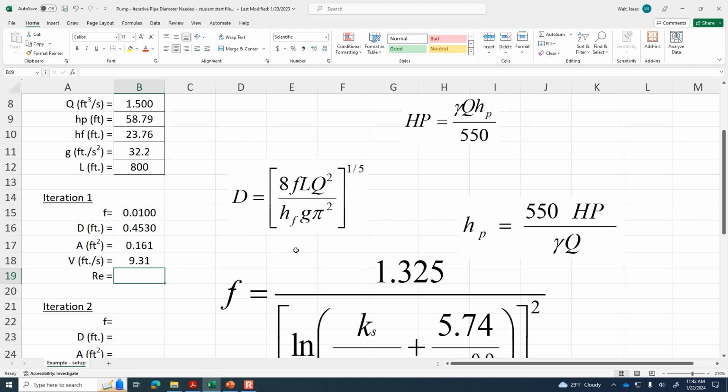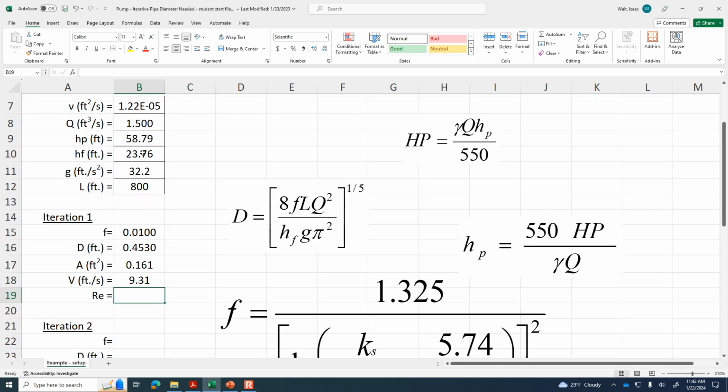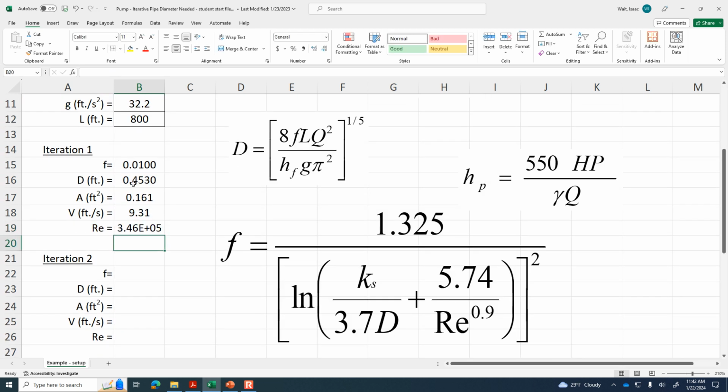And then the Reynolds number will be the velocity times the diameter divided by the kinematic viscosity. Up here at the top, we've got the kinematic viscosity. I'm going to anchor the reference to it. The reason for the anchored references is I should be able to copy and paste these formulas in subsequent iterations, so I don't have to type the formulas over and over again. As long as I've got the relative references in the right place, I can copy and paste without having to update. The only thing I'll have to calculate fresh in iteration 2 will be the F value.